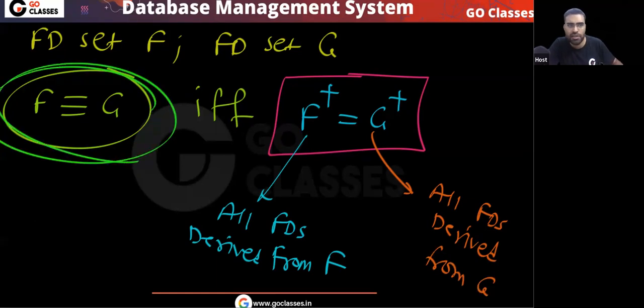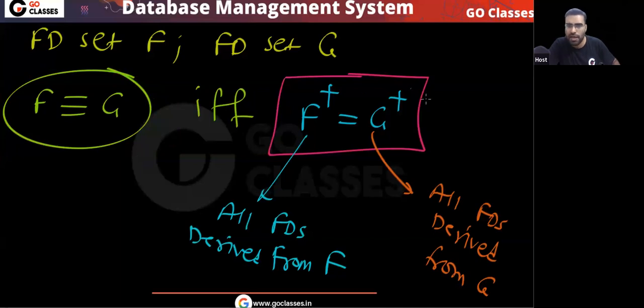So F is equivalent to G if and only if F plus is equal to G plus, the closure of F is equal to the closure of G. Is this clear? It means all FDs that are derived from F must be the same as all FDs derived from G.